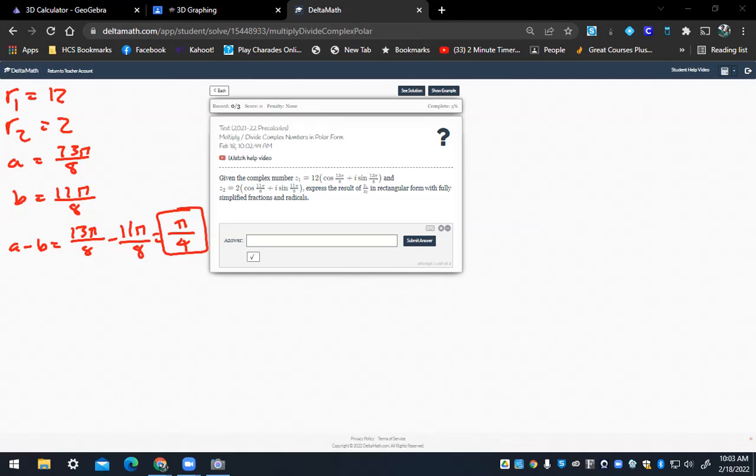So now I'm just going to go ahead and rewrite the formula here. We got R1 over R2, and then cosine A minus B plus I sine of A minus B. I don't like that color. I'm going to change the color. All right. So we're going to plug everything in. Basically, I got 12 over 2 cosine of pi over 4 plus I sine of pi over 4.